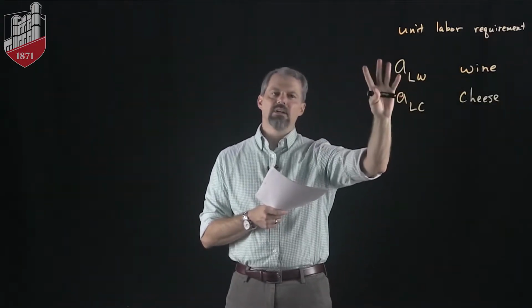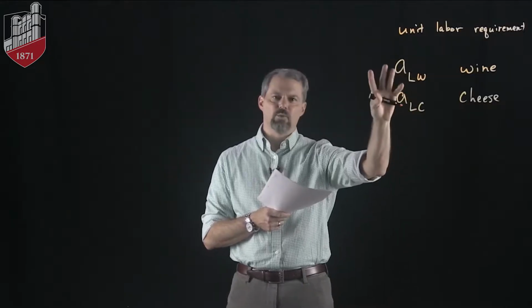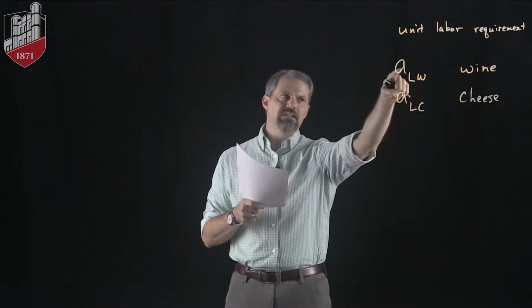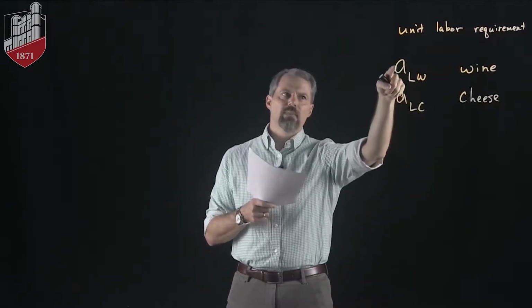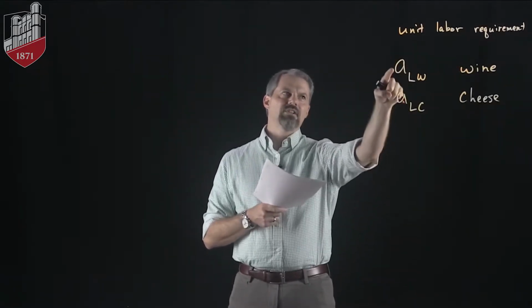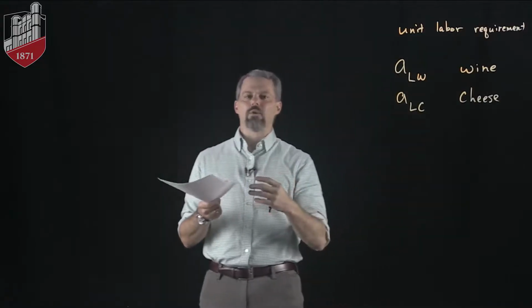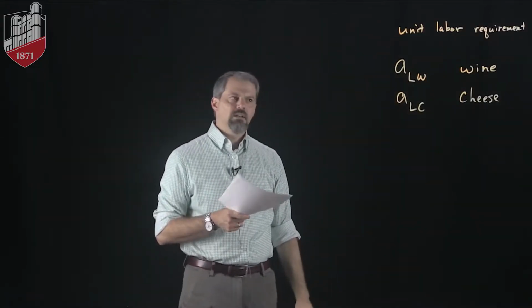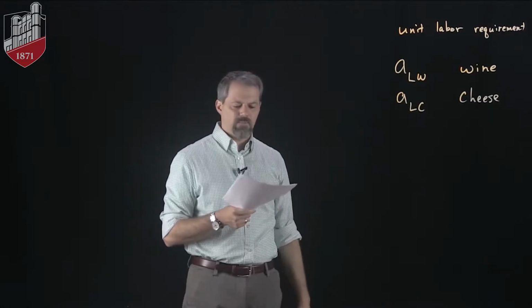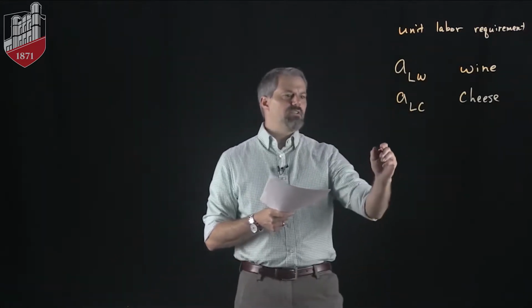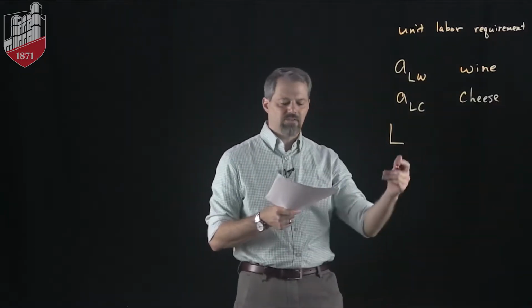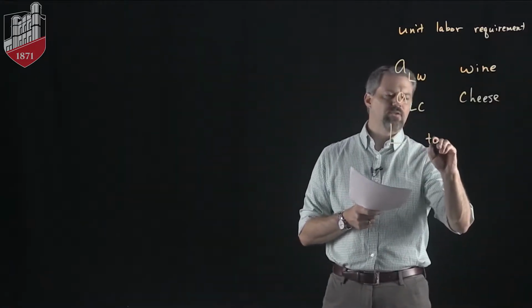But I don't want you to be confused or get uncomfortable with this, because what I would do if I give you a problem is just tell you that this is equal to 2, or it might be equal to 1/2. So this simply tells you the number of hours needed to make a unit of the good. Don't be confused or intimidated by it. We're also going to designate the amount of labor that we've got by L. This is going to be the total labor supply.